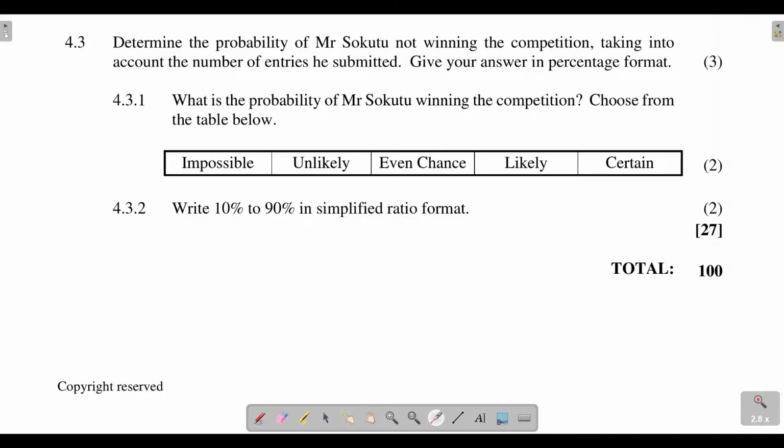Please note that question 4.3 follows on from question 4.2. So we're still going to be using the information that was given to us in question 4.2 to help us answer this question. It says, determine the probability of Mr. Sekutu not winning the competition, taking into account the number of entries he submitted, and you need to give your answer in percentage format. So in this case, we are calculating probability, and we are told that we need to leave our answer in percentage form.